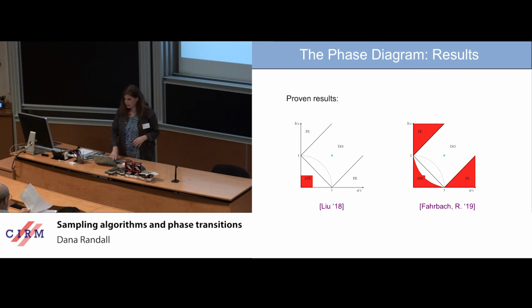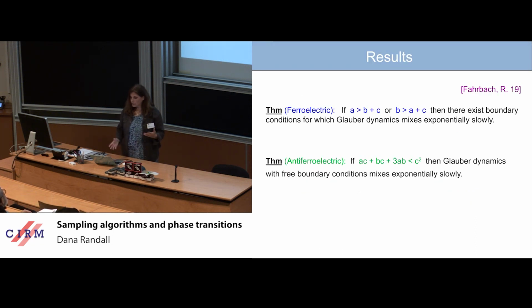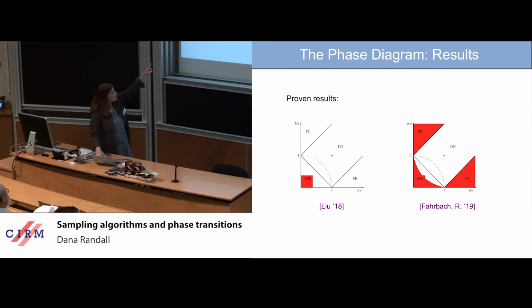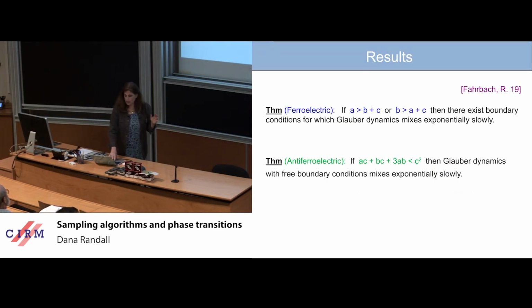Let me start. First of all, these are our theorems. This is not very interesting to read, but it says that for the ferroelectric region, there are boundary conditions, and in the antiferroelectric region, for free boundary conditions in particular. Those values are just describing these three red regions. That's all the theorem is saying.